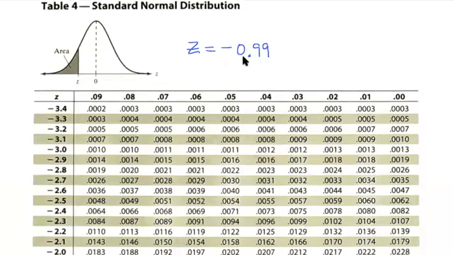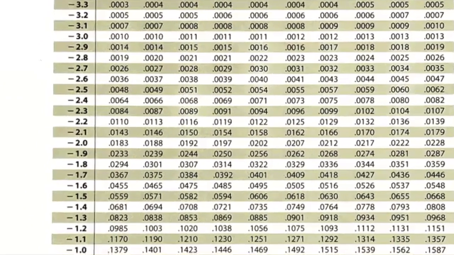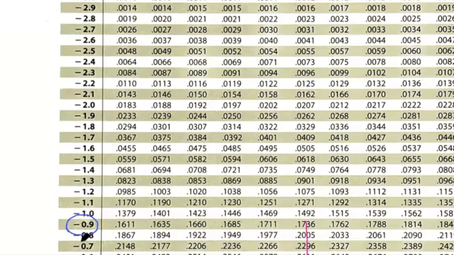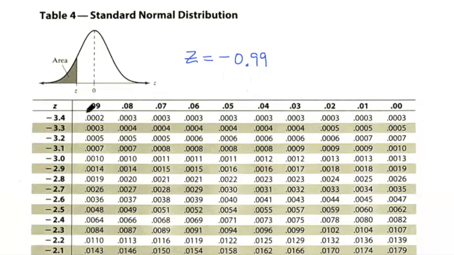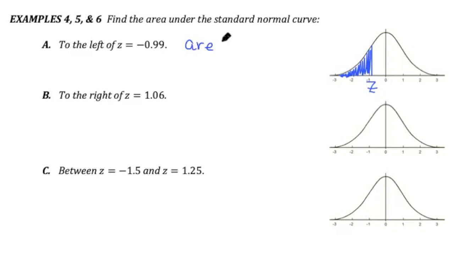So for z equals negative 0.99, I go to the standard normal table, I find negative 0.9, and then I find 0.09 across the top, and then I read the intersection point, and I'm right here at 0.1611. So that would be my answer. So this area is equal to 0.1611.